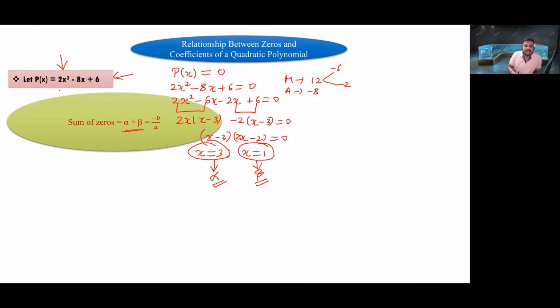Now first tell me the values of a, b and c here. Compare it with the general form. Our general form is ax square plus bx plus c. So what is the value of a here? It is 2. What is the value of b here? It is minus 8. And what is the value of c here? It is 6. Okay, so alpha plus beta, the value of alpha is 3, the value of beta is 1, will be equal to minus b. Minus of minus 8 means it will become plus 8 upon a, the value of a is 2. So 4 is coming, equal to 4. See, the relationship is verified in the case of sum of zeros.